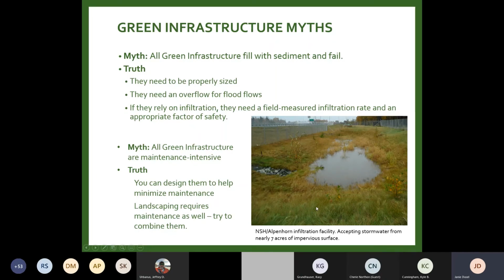It started out with a huge sediment load, and to my knowledge, DOT has not had to come in and clean sediment out of this facility at all. I would think they maintain the vegetation, but I don't think it's required sediment removal yet. And it's been several years. So, mythbuster right there. It's a great pond.